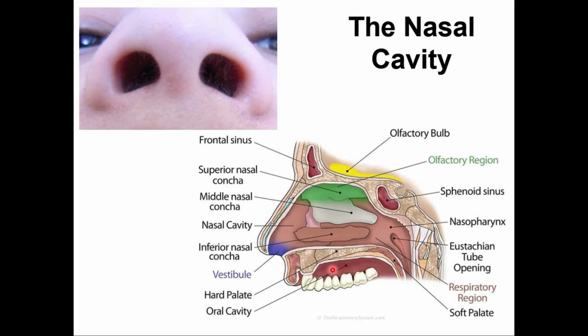Olfactory receptors are located in the mucosa on the superior surface. The rest of the cavity is lined with respiratory mucosa that moistens air and traps incoming foreign particles. So the lateral walls have projections we have already seen called conchae, and the nasal cavity is separated from the oral cavity by the palate, hard and soft palate.